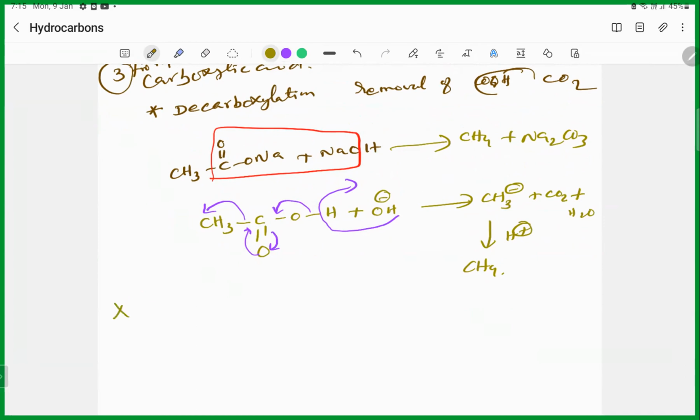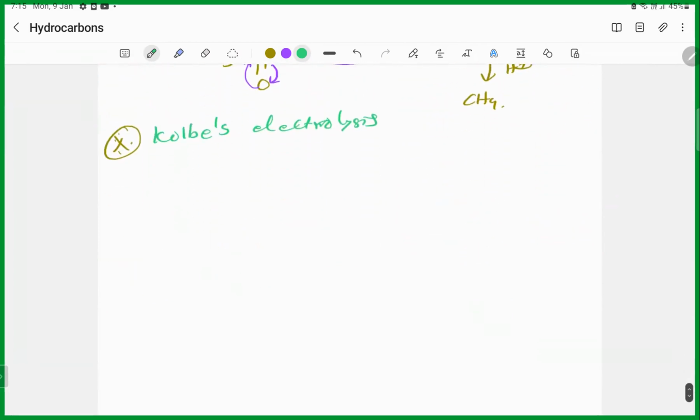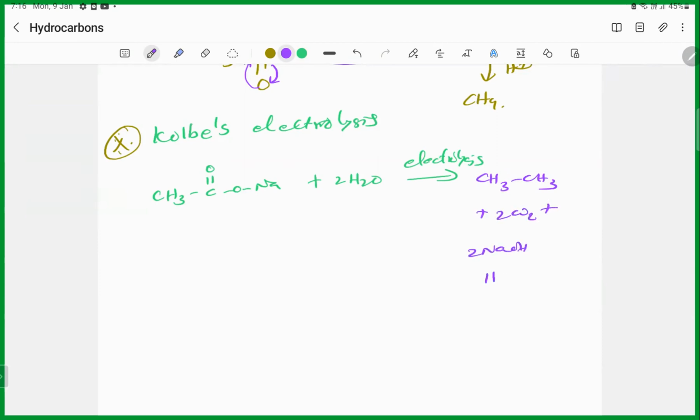So another important method is Kolbe's electrolysis. This is a very costly method, but you can prepare alkanes. In the same way, you take CH3COONa, sodium acetate, plus water in electrolysis. Electrolysis means you have the anode and cathode. So what will happen after the reaction? It yields CH3CH3 plus 2CO2 plus 2NaOH plus hydrogen gas.